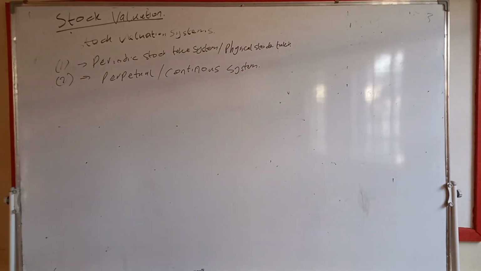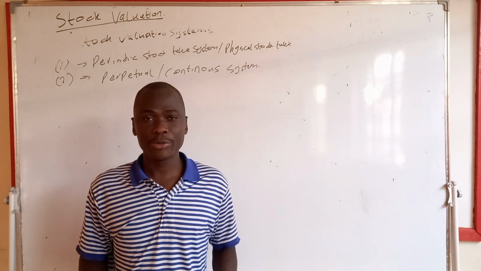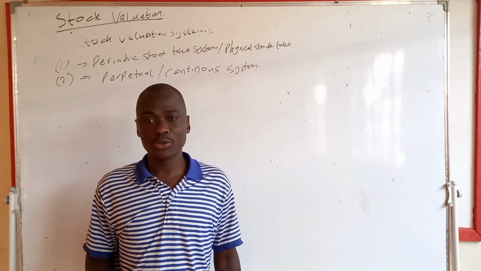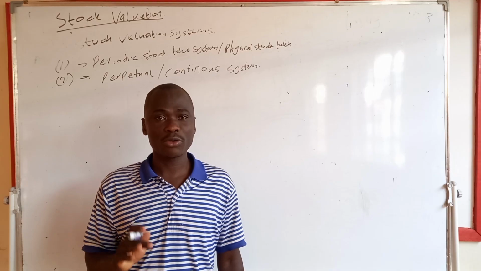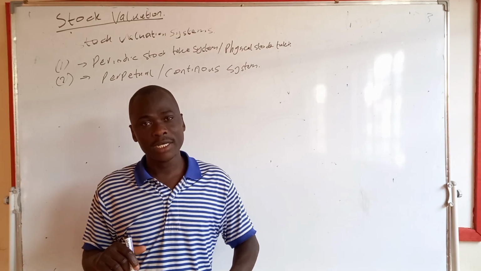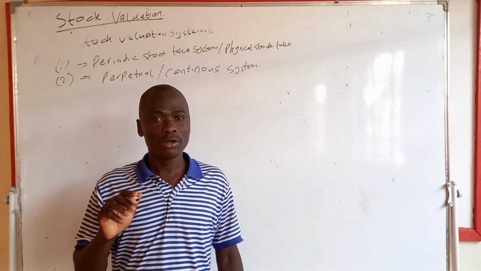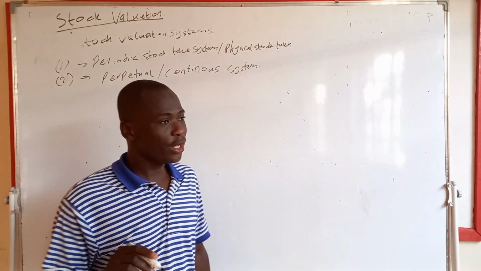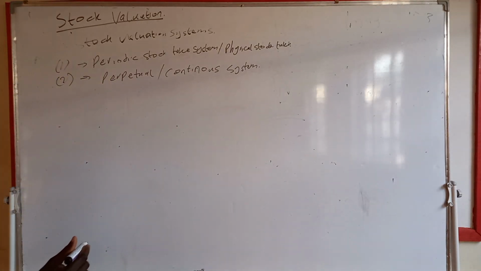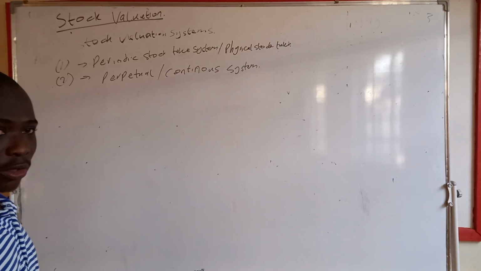In a continuous system, it is always computer-based. You have a computer system in which you record your stocks as they come in and as they go out, in every single transaction. The moment you purchase stock, you record. When you issue it, you record.